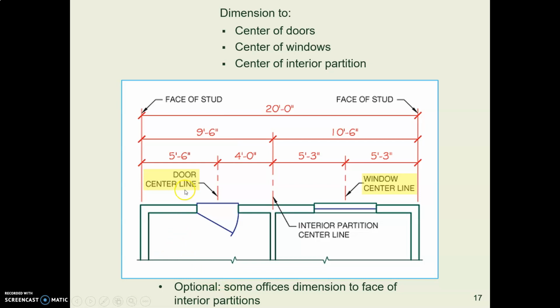And we dimension door openings and window openings to the center of the door, the center of the window, unless someone tells you otherwise. Now there are some framers and some contractors who would rather have you dimension to one side or the other of the opening, and if so, they will tell you, and if you're working with a contractor, you should ask them what they want. But unless otherwise specified, you put the dimensions to the center.